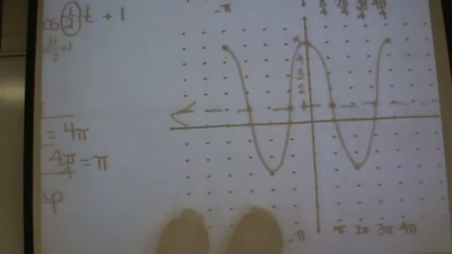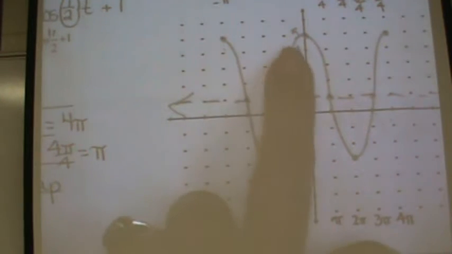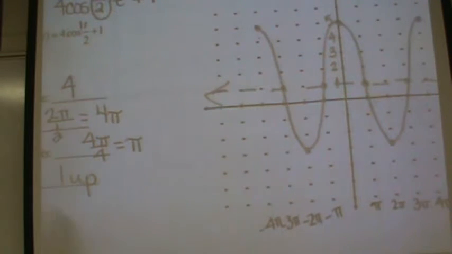Out of curiosity, what's the maximum value? What's the max? 5. What's the min? -3. Who's lost? I'll put that up there for a second. It's a shift 1 unit up, and then the amplitude is 4, 4 units above that. The cosine graph starts 4 above. Do you guys understand this? Yes or no? Anybody not? Yep. Okay, let's do the next one.